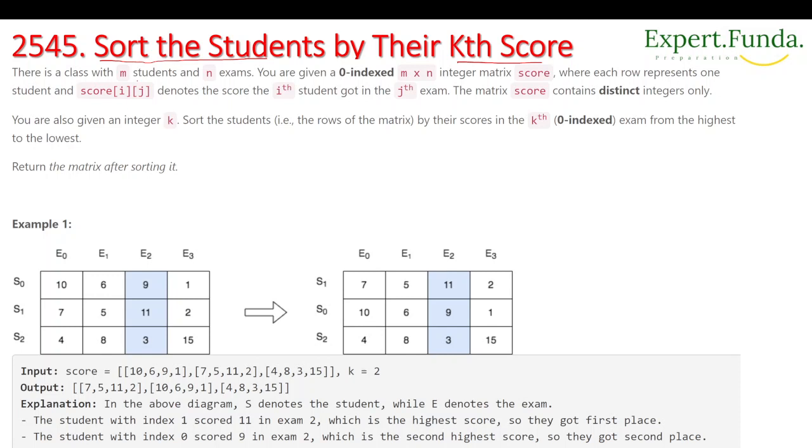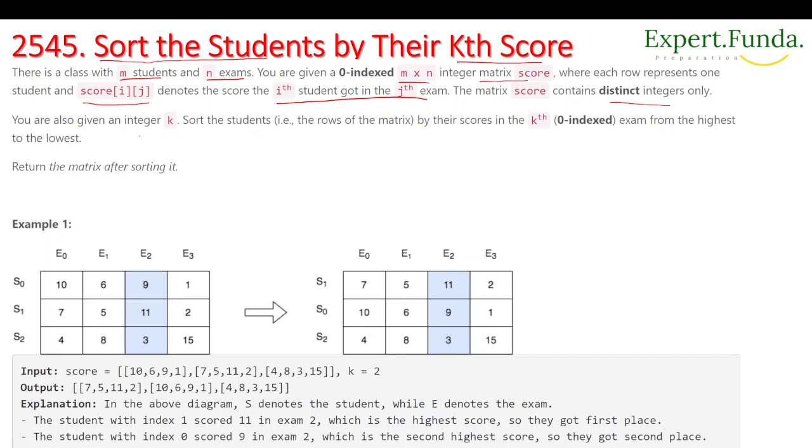There is a class. In the class we have m students and n exams. So if you do m into n, it becomes a matrix. We have an integer matrix score, where each row represents one student, and score[i][j] denotes the score the ith student got in the jth exam. The matrix contains distinct integers only.